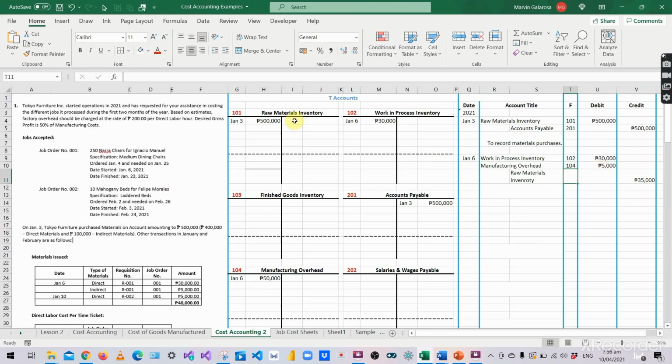And then sa raw materials inventory, merong credit. January 6, 35,000. Lagay natin yung account number 101. And, syempre, yung description. To record materials charge to production.